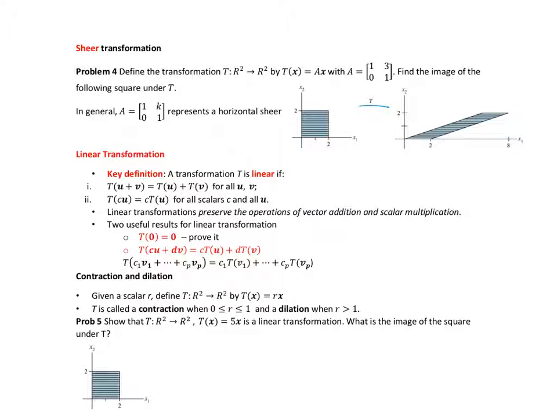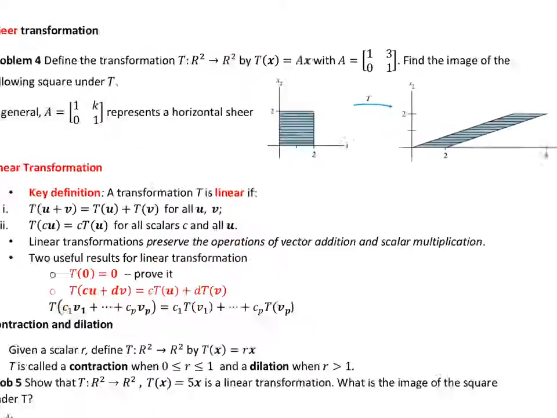The next example, we are going to look at this shear transformation. And let's take a look at this particular example. This transformation T maps R2 to R2, where A is this matrix. Let's find an image of this following square under this transformation, and this is the square. Now, how do we compute its image? This is what we do.